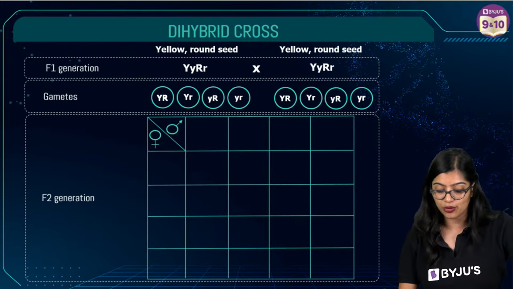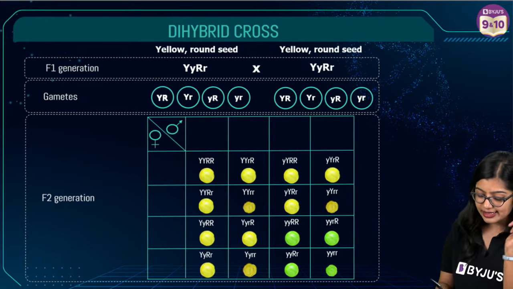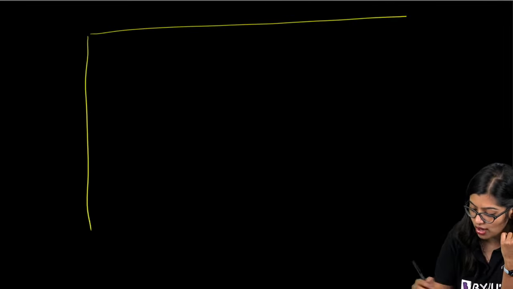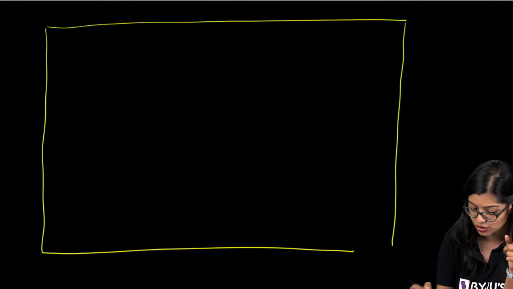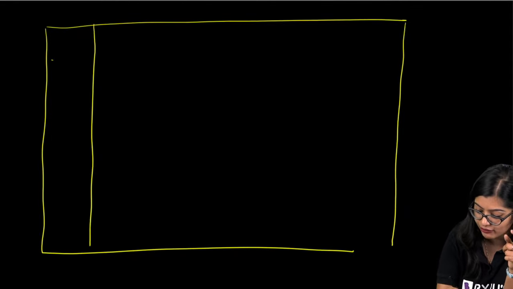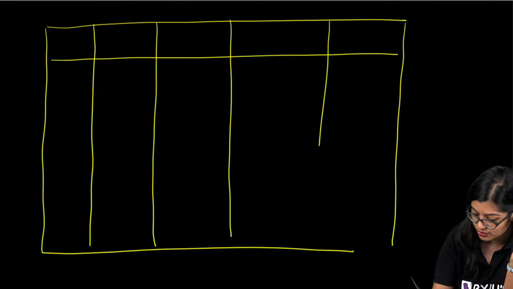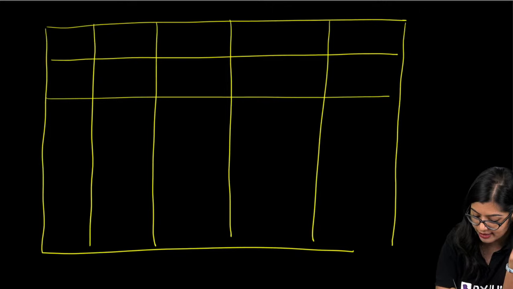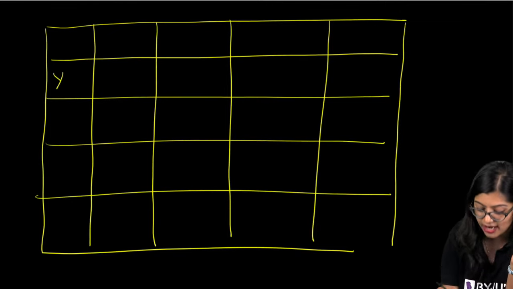Now what do you need to do? You need to go ahead and cross them, right? Now this is the tricky part. I'll tell you why. Because you have so many gametes. Now I'm going to do the cross with you. I'll not do all, I will only do some and I will show it to you. Because if I do all, I will take forever to finish the session. So 1, 2, 3, 4. Okay, so now what are our combinations?